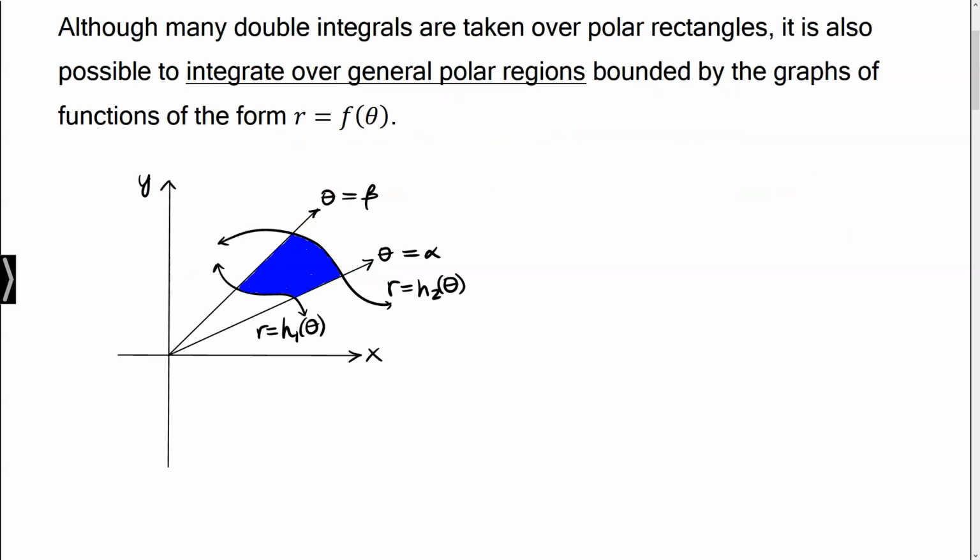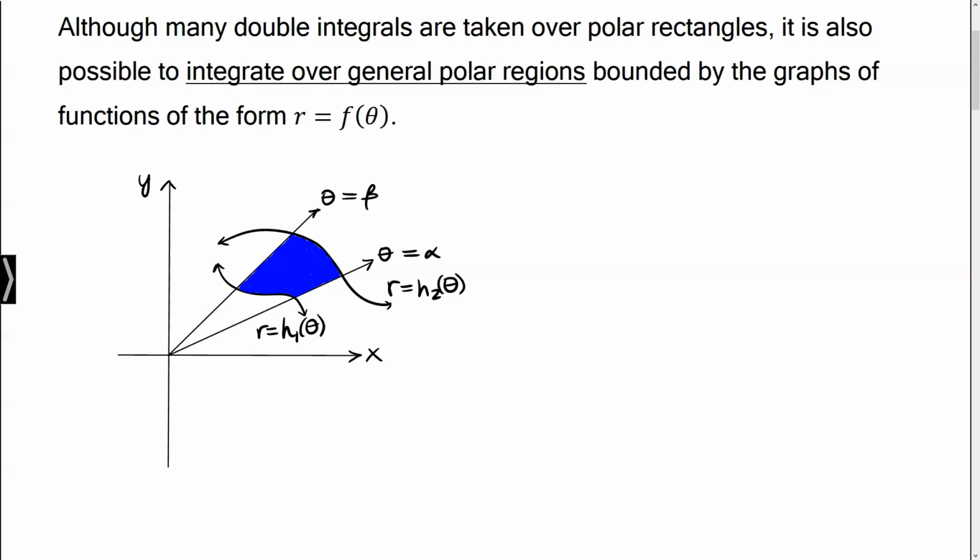So this is the type of region we're looking at here. We have a coordinate system, and two lines representing constant theta measurements: an angle measure theta equals alpha, and then an angle measure theta equals beta, and those are going to be bounding in the angular direction. And then we've got these two graphs which are functions of theta, r equals, say, h1 of theta and r equals h2 of theta. So the radius is a function of theta, and between theta equals alpha and beta, it's just the region between the graphs of those two functions. So that blue region right there.